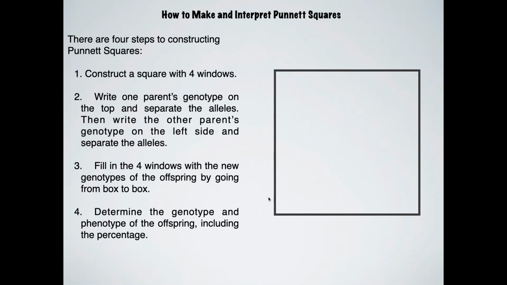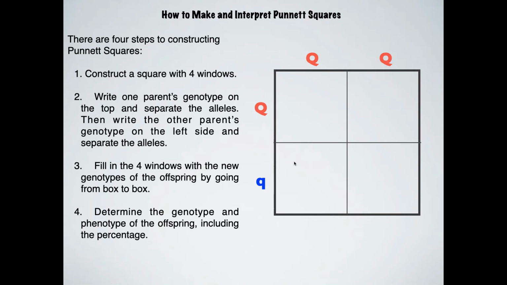So how do you construct a Punnett square? Well, to make a simple Punnett square, which is called a monohybrid, you construct a square with four windows. So I can just draw some lines in, four windows. You write one parent's genotype on the top, and we separate the alleles. We write the other parent's genotype on the left side, and we separate the alleles. I'm going to use the letter Q, because Q can be anything. So let's make this parent homozygous dominant. Let's make this parent heterozygous, so we have an uppercase letter and a lowercase letter Q.